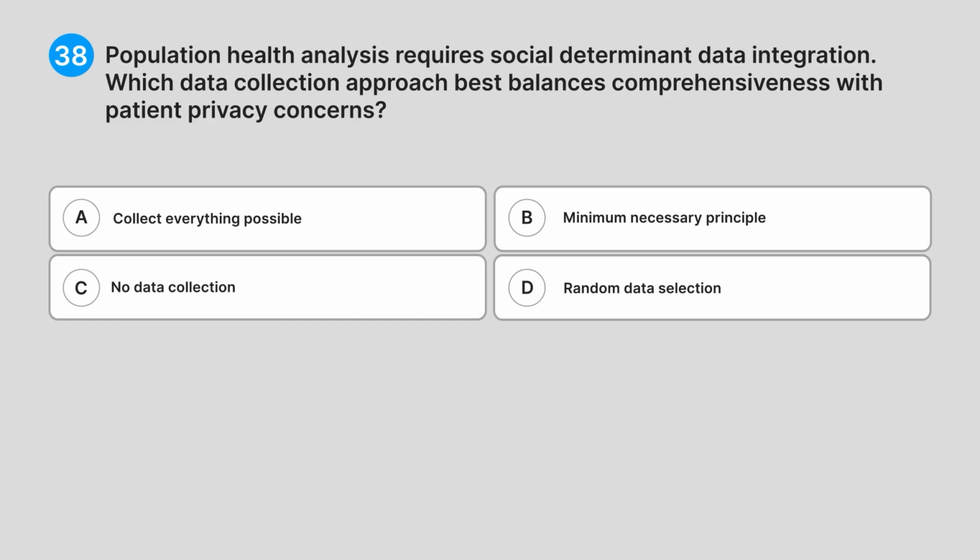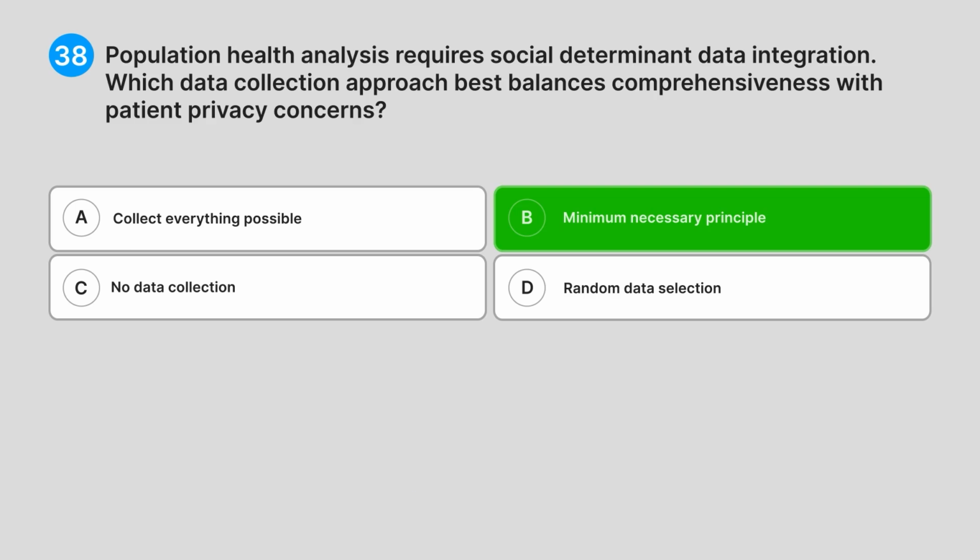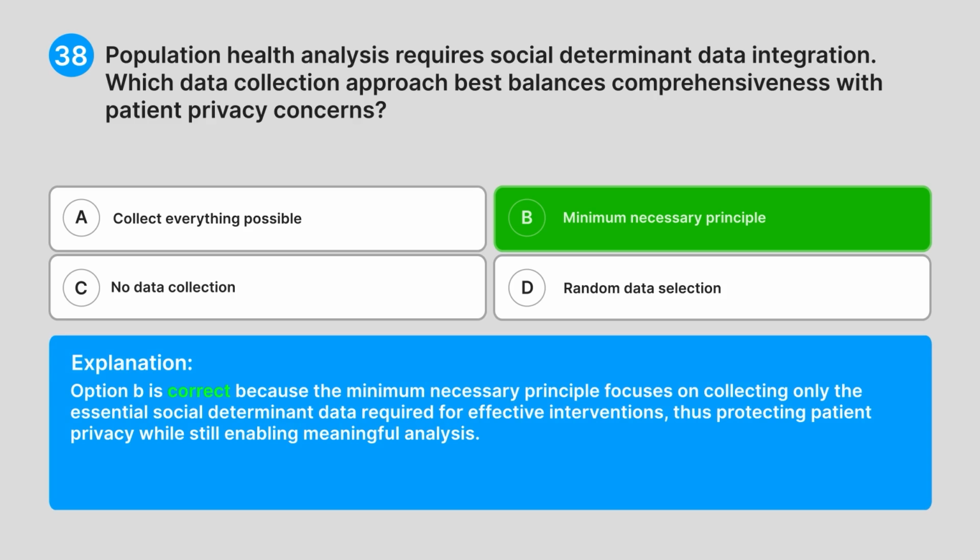Correct answer, B. Minimum necessary principle. Explanation: Option B is correct because the minimum necessary principle focuses on collecting only the essential social determinant data required for effective interventions, thus protecting patient privacy while still enabling meaningful analysis.